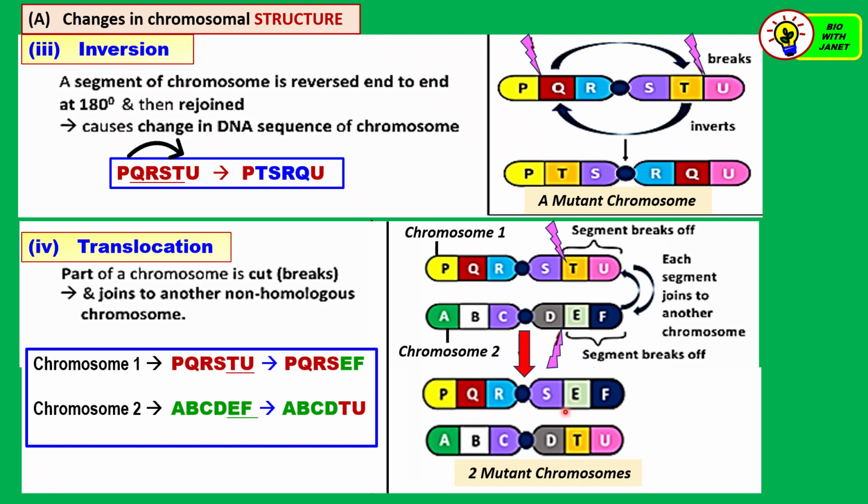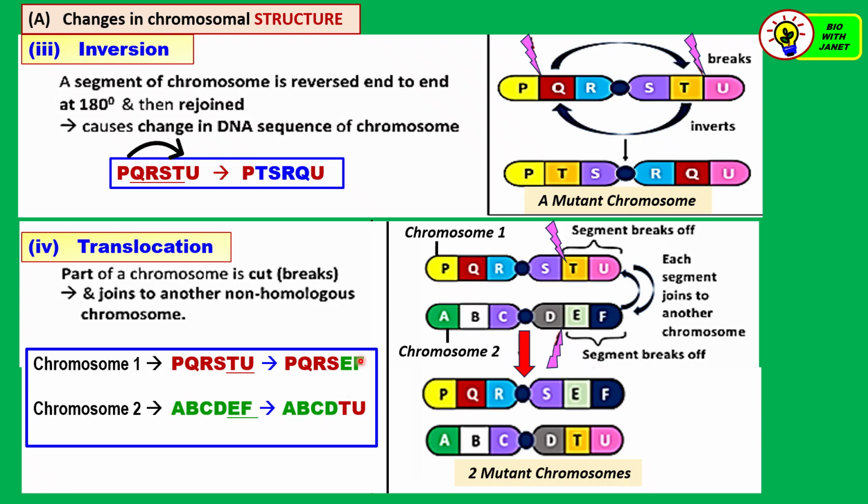PQRS, then after the S segment is followed by the E and F segment from chromosome number 2. Then for chromosome number 2, A, B, C, D segments, and then the segments from chromosome number 1, T and U, join to it. So now these two chromosomes are called mutant chromosomes. That means there is mutation already in these two chromosomes, right? Due to the process of translocation, exchanging locations.